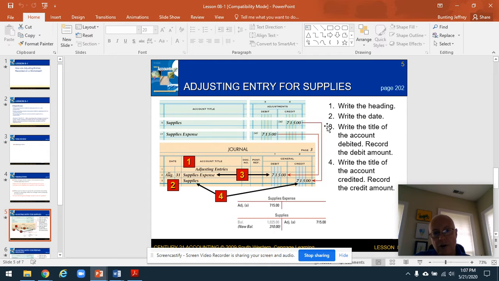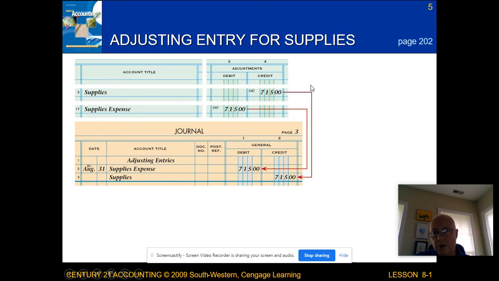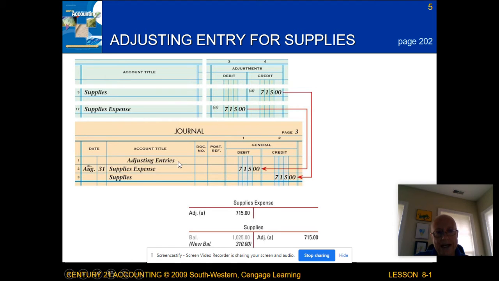This is an entry, but I want to call something to your attention here. When we're doing adjusting entries at the end of the accounting period, we are starting a brand new journal page, brand new. So even if we use one line on page 2 of our journal for the month, we start a brand new page. What you will notice is that there is no post reference, there is no document number here. So what we do is we create an account title, adjusting entries. This is the source document. This indicates to us that these are accounting entries to close the books at the end of the month.